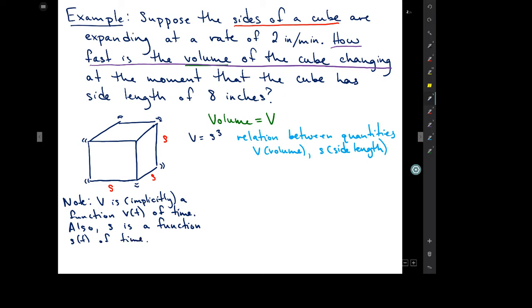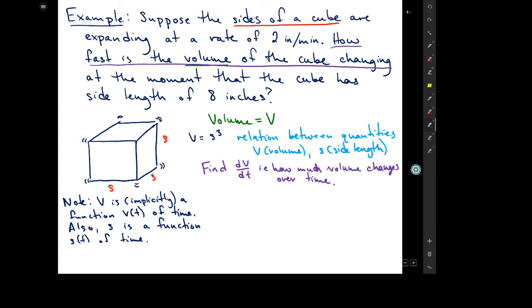And so when we're talking about how fast the volume is changing, we're asking about the derivative of V, and specifically we're asking for the derivative of V with respect to time. So this problem is asking us to find dV/dt, i.e. how much volume changes over time.